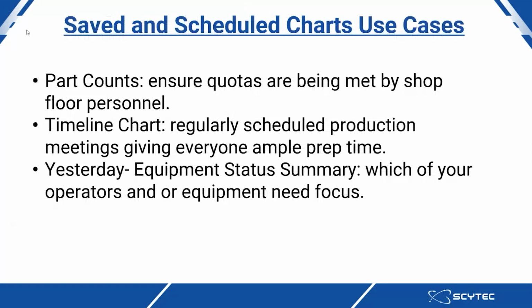So some examples of some saved charts. You could get a part count saved chart to ensure that quotas are being met by shop floor personnel. You could have a timeline chart saved for regularly scheduled production meetings, giving everybody ample prep time for the next shift. And then you could also have a saved and scheduled equipment status summary chart showing you the production metrics for the previous day. That can allow you to figure out which operators or equipment need focus.